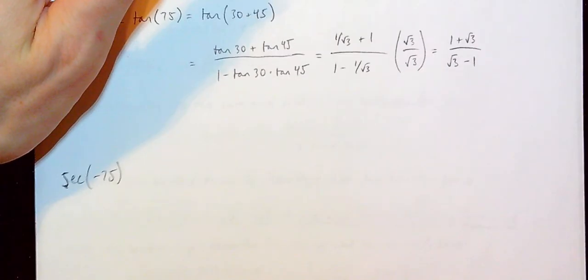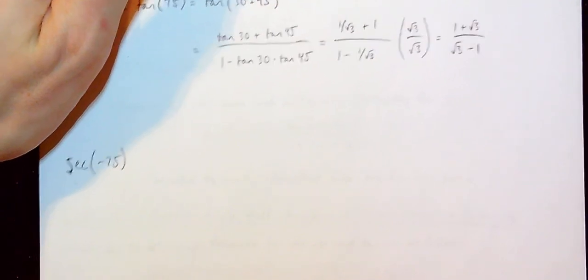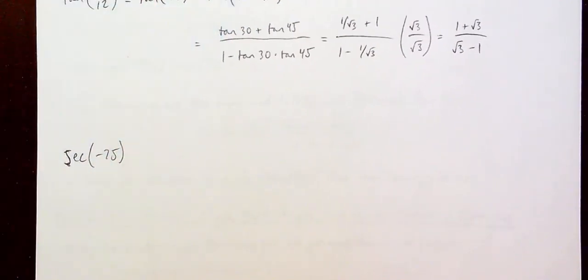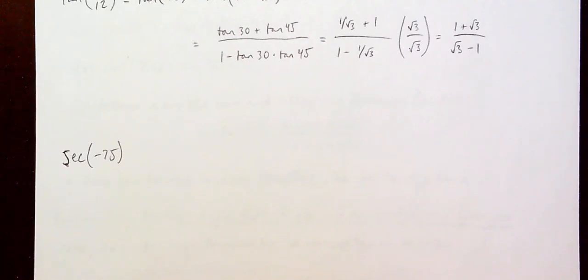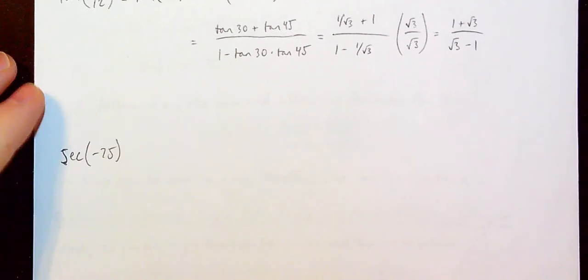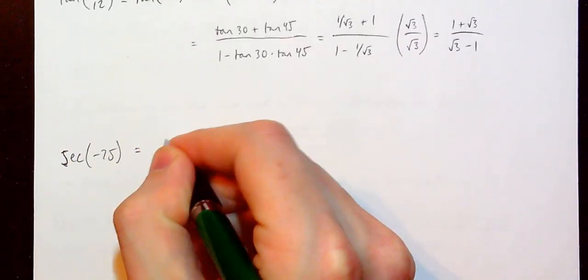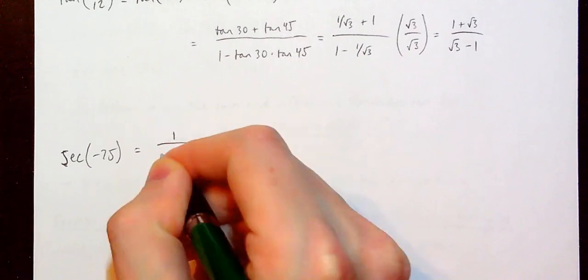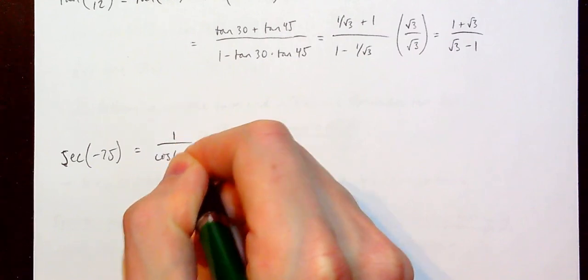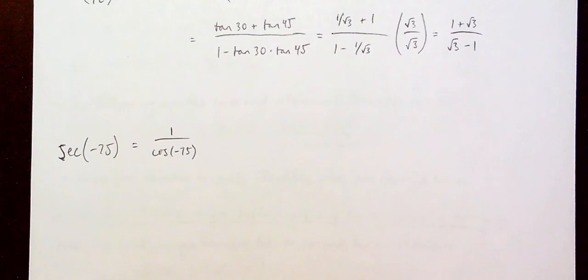So I just want to show you one last problem. This is involving one of our other trig functions, cosecant, secant, cotangent. I chose secant here, and we want to find the secant of minus 75. Well, let's use some of our basic trig properties. We know that secant x is 1 over cosine x. So secant of minus 75 is going to be 1 over the cosine of minus 75.